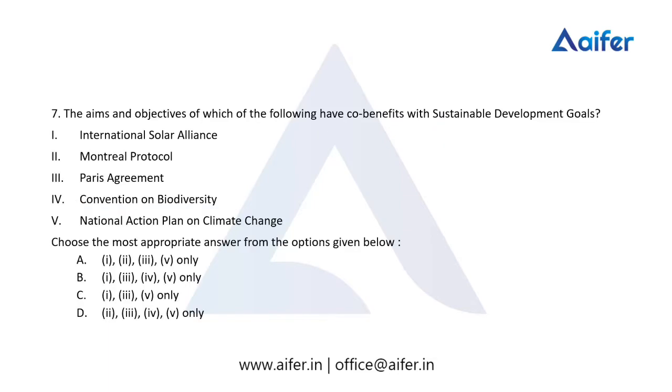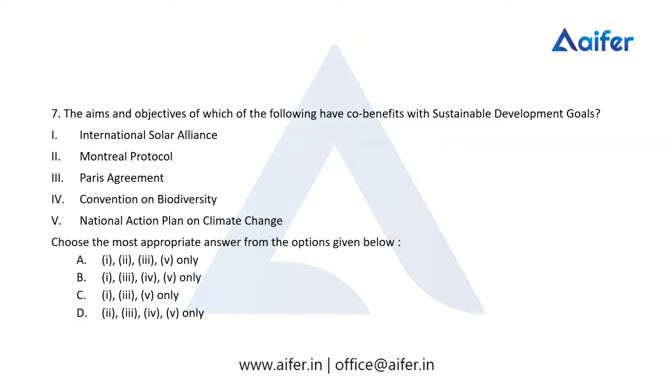Moving to the next question, question number 7. The aims and objectives of which of the following have co-benefits with sustainable development goals? So the question is regarding which among the following international agreements have basic goals with some co-benefits or similarities with that of sustainable development goals. Option 1 is International Solar Alliance. Option 2 is Montreal Protocol. Option 3 is Paris Agreement. Option 4 is Convention on Biodiversity. And option 5 is National Action Plan on Climate Change. So you want to select which among the following have some sort of relationship or co-benefits with sustainable development goals.